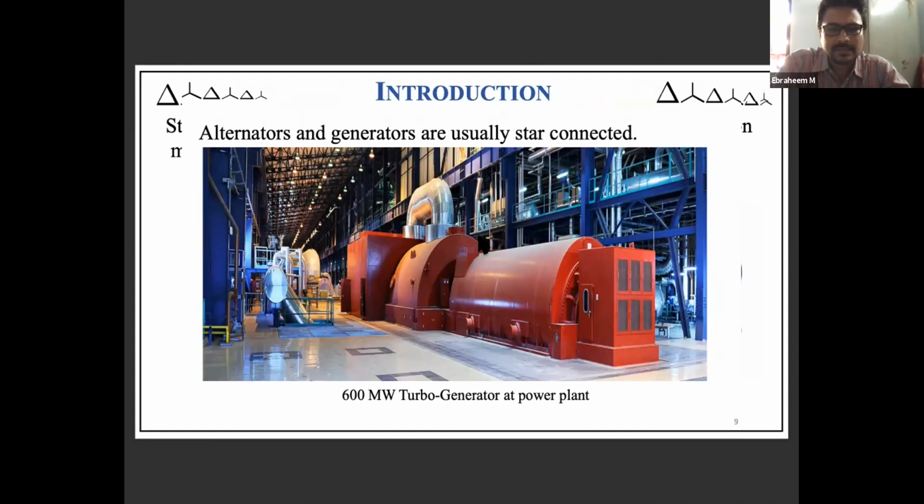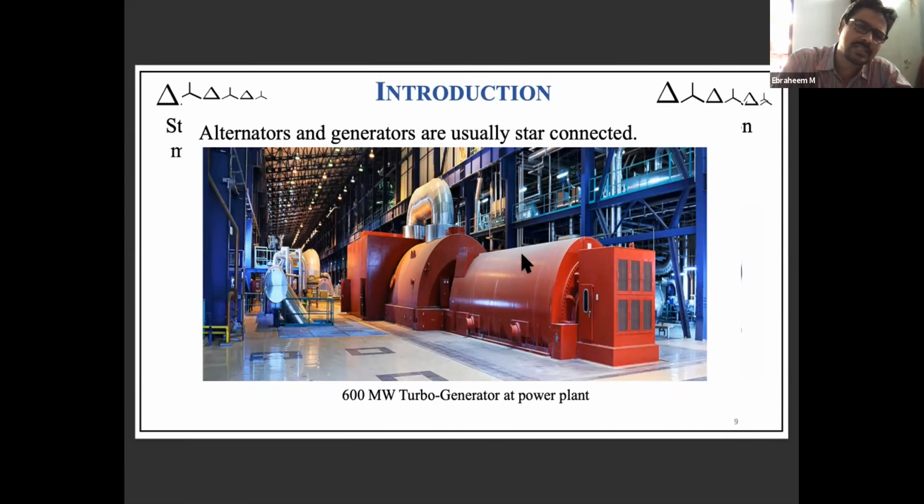So alternators, which are generally used in power plants. This is a thermal power plant, a 600 megawatt turbo generator. In a thermal power plant, water is converted into steam. That steam is given as input to a steam turbine. The turbine is rotated by the pressure and the heat of the steam, and the turbine in turn rotates a generator. That is a turbo generator.